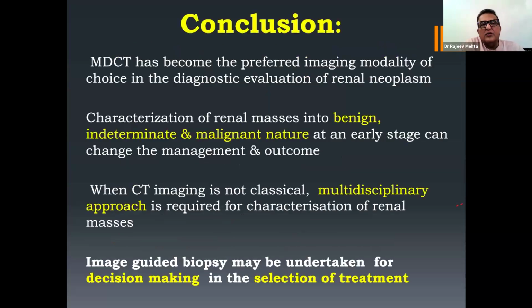So in conclusion, MDCT has become the preferred imaging modality of choice, and as I mentioned earlier, a one-stop shop in the diagnostic evaluation of renal neoplasm. Characterization of renal masses into benign, intermediate, and malignant at an early stage can change the management and outcome. When CT imaging is not classical, a multidisciplinary approach is required for characterization of renal masses. An image-guided biopsy may be undertaken for decision-making in the selection of treatment, and one should not fear about the seeding, as I already mentioned.